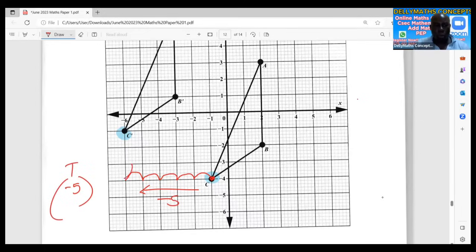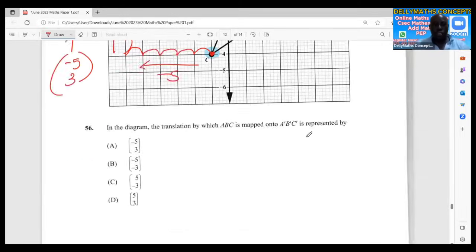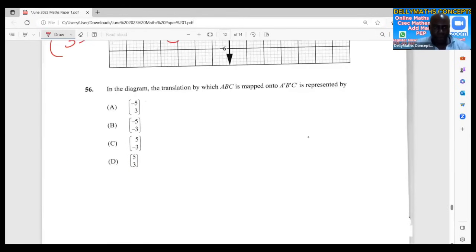Then I'm going to go up 1, 2, 3. If I go up, it's a positive movement of 3. So then my translation is -5, 3. So we look for that. -5, 3 is at A, and we're done.